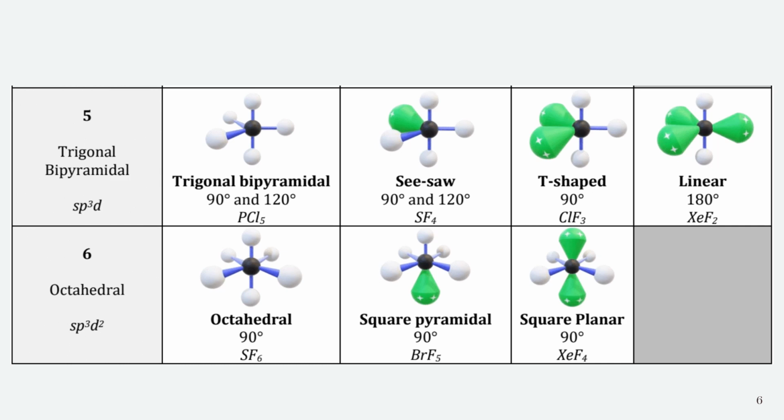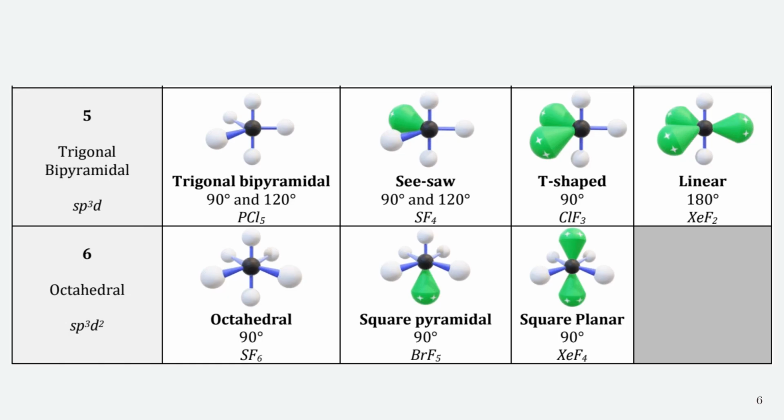So if you have 5 domains and they're all bonding, it's trigonal bipyramidal, and there are 2 bond angles to take into account. If you replace one with a lone pair, it's seesaw with 90 and 120 degrees. If you replace two bond pairs, it's T-shaped, 90 degrees. And linear if you replace three bonding with lone pairs.